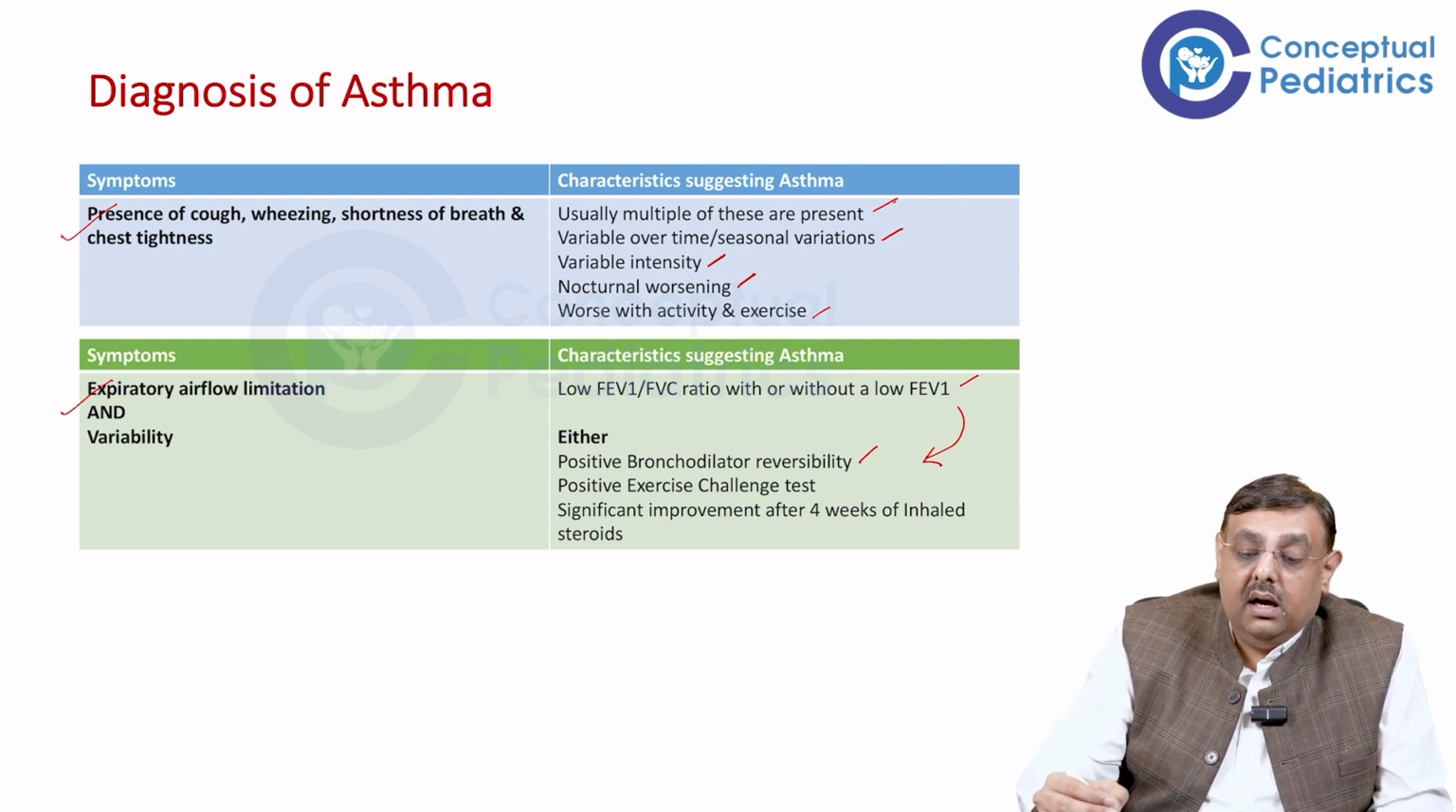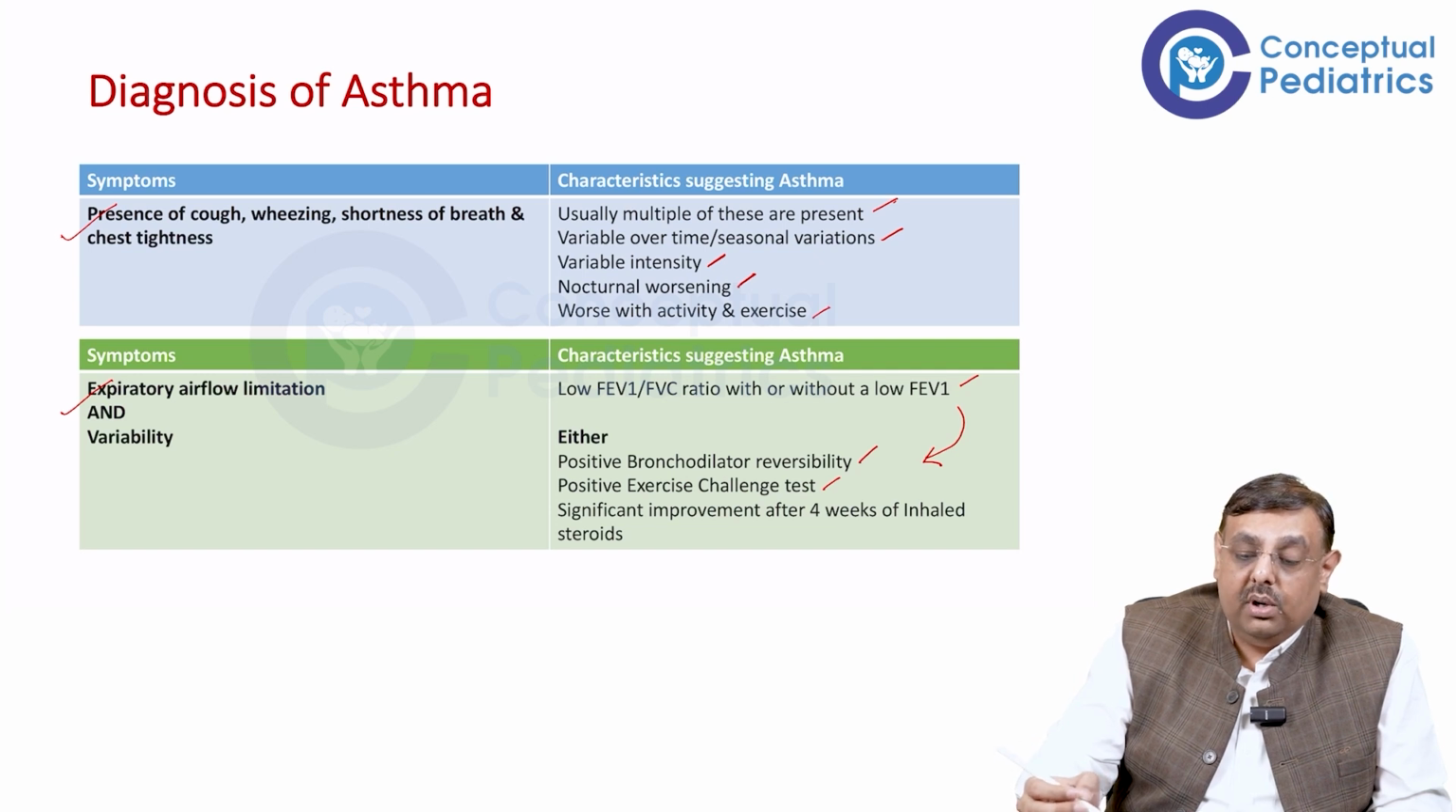Now, occasionally we do an exercise challenge, which means we ask the child to perform a baseline lung function, make the child exercise on a treadmill, and then we repeat a lung function at defined periods. And then we look at the fall in the lung function, and a fall in the lung function by more than 10% tells you that the exercise challenge test is positive.